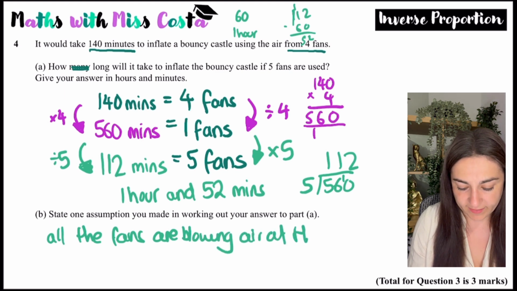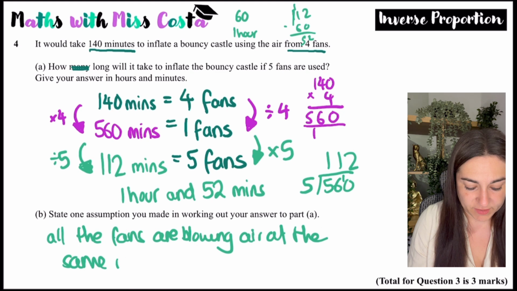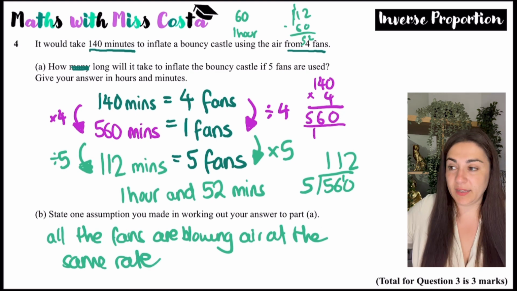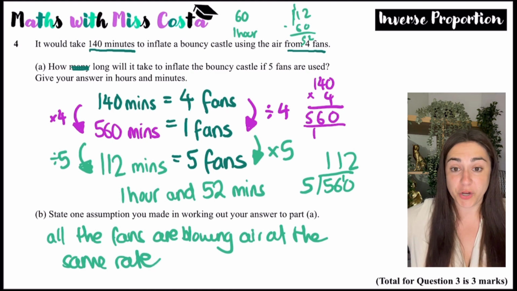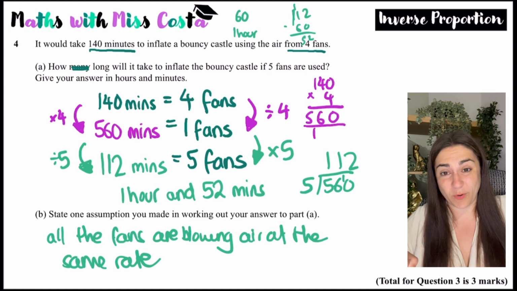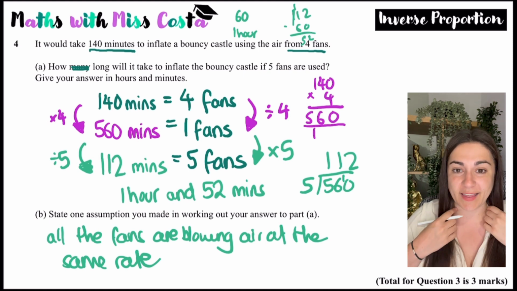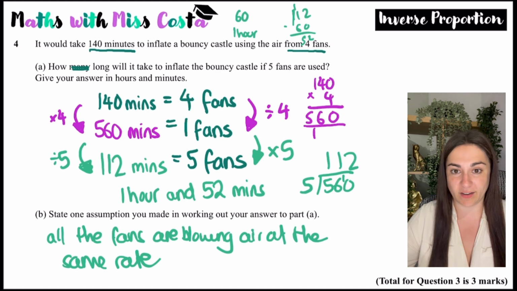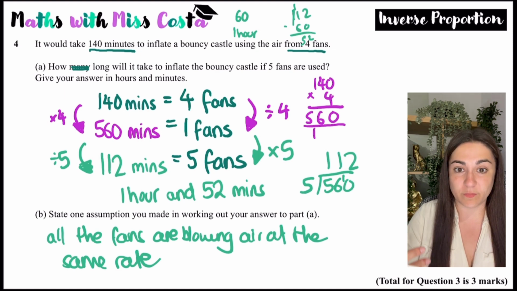So just like if you were to fill a swimming pool, and everyone had a different hose, if one of the pipes was a bit weaker than the other, that one would take longer. So you're assuming that everything that is being used for this bouncy castle is working at the same pace.